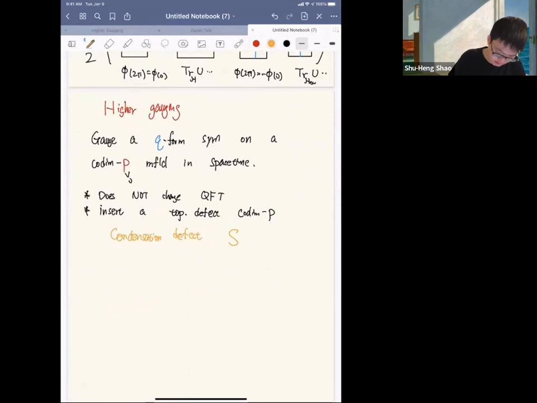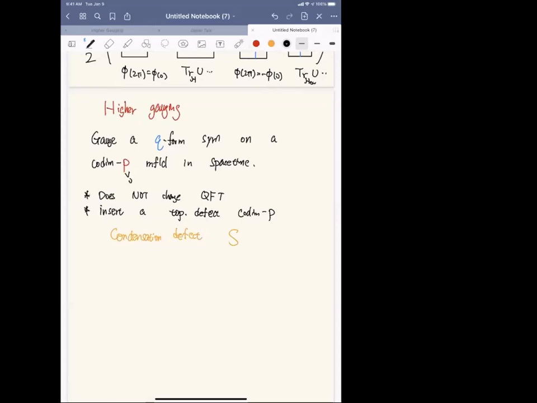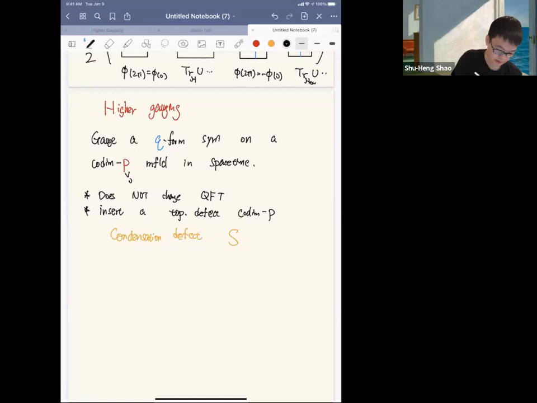Just to be certain, are you saying that summing over the different boundary conditions is equivalent to gauging the discrete symmetry or something? Is that what you're saying? So the way I define the higher gauging is by summing over codimension Q plus one topological defects over a codimension P manifold in space-time.